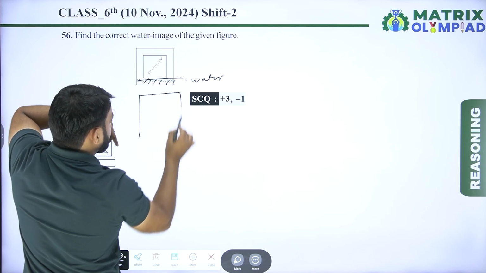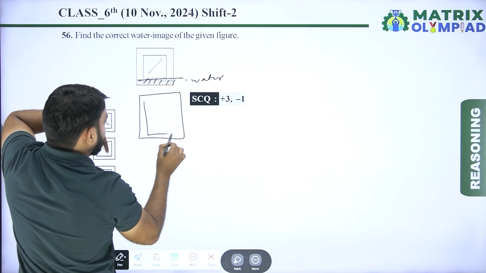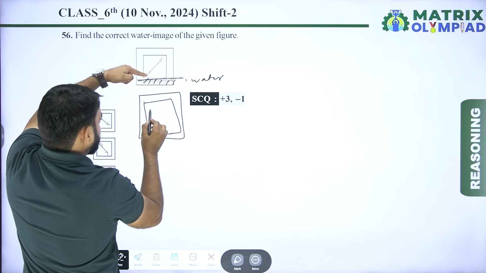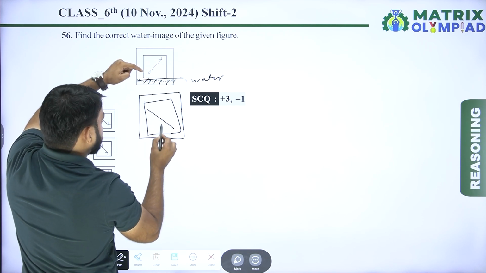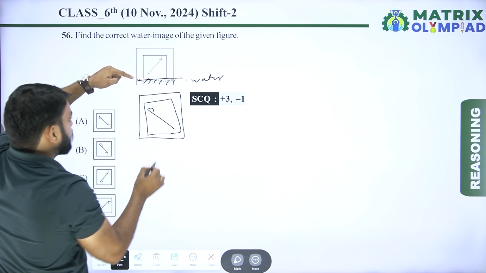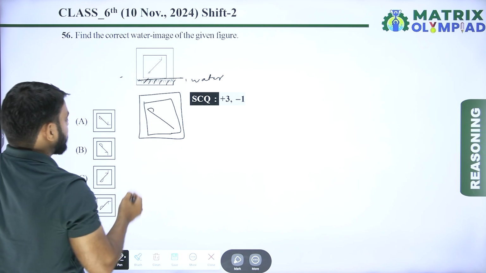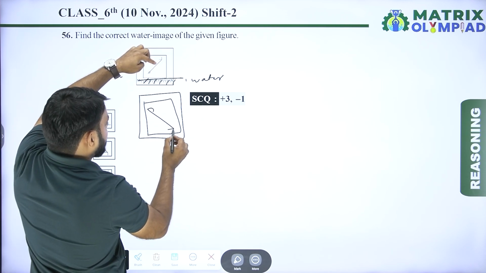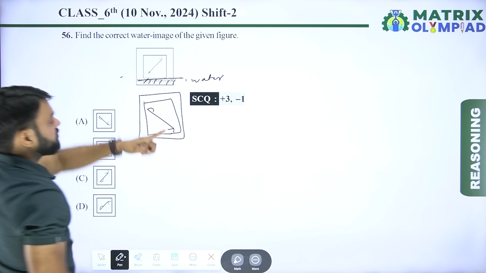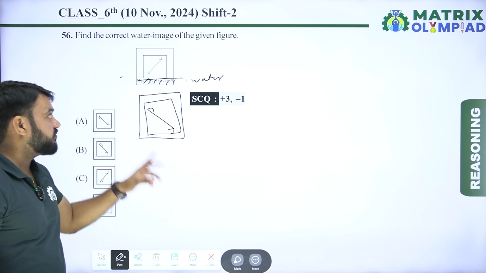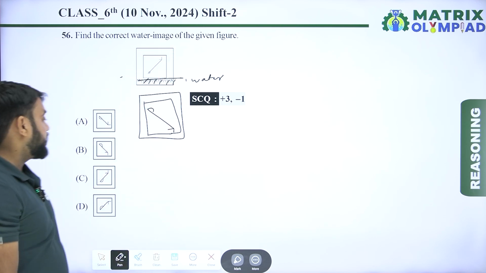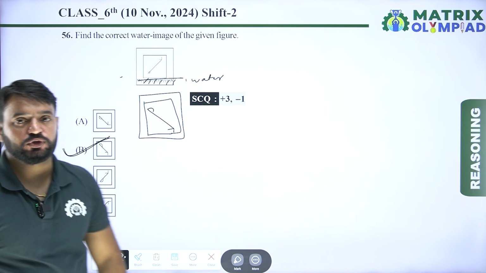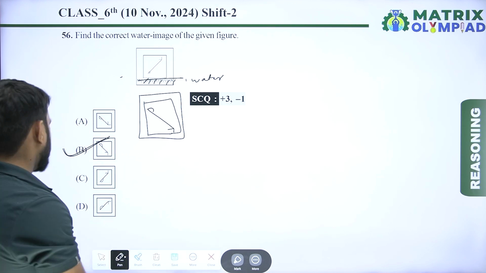So the water image of this part will look something like this. This part is near to the water, so it will remain near to the water. So the water image of this part will look something like this. Now the water image of this part will look something like this. So this is the correct water image of the given figure. So here option B is the correct answer of this question. Let's move on to the next question.